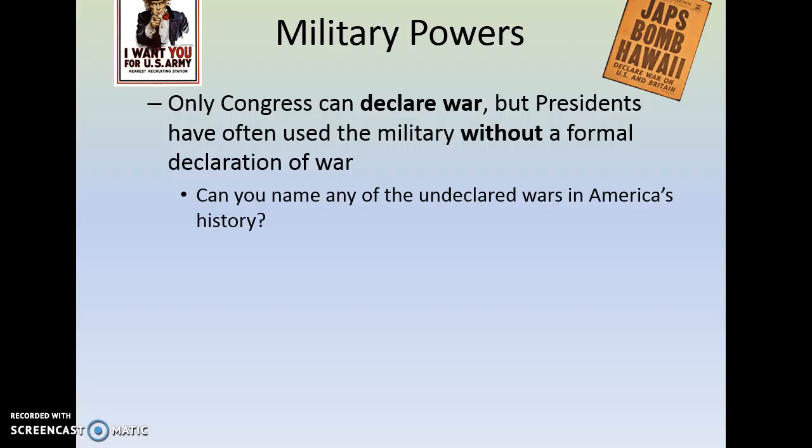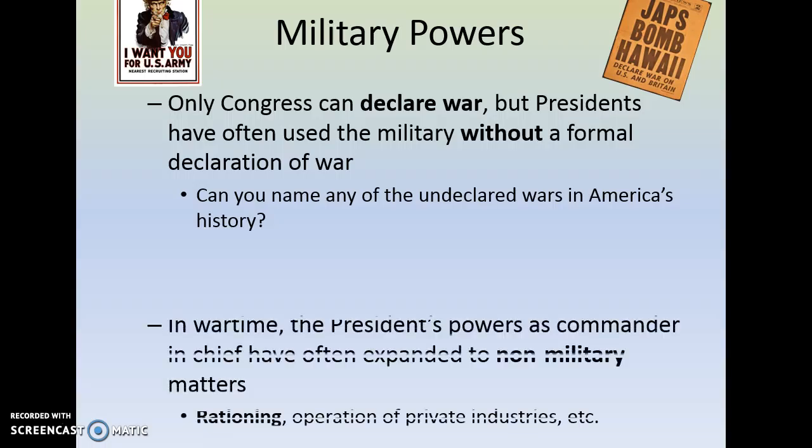Like I said, only Congress can declare war, but the president often uses the military without formal declaration of war. So Vietnam, we never formally declared war, but it was the Vietnam War. Iraq, we never formally declared war. It wasn't declared by Congress, so we were never in war. What the president calls those are military conflicts.